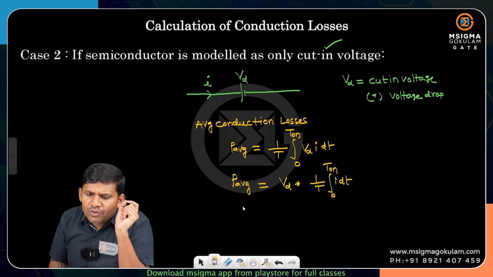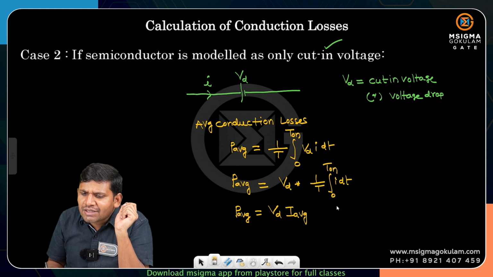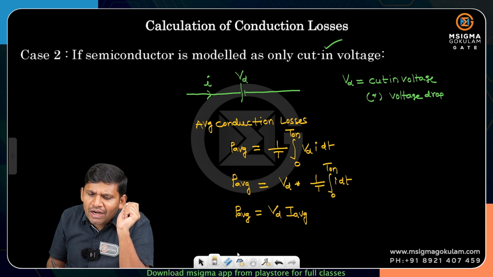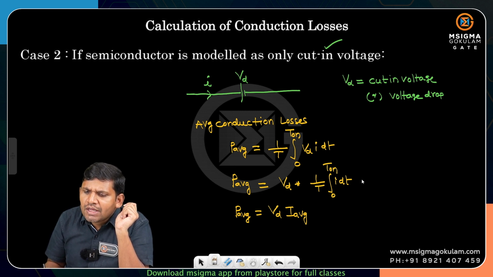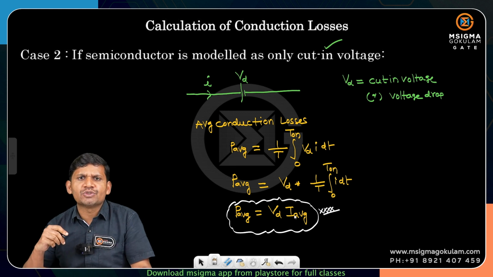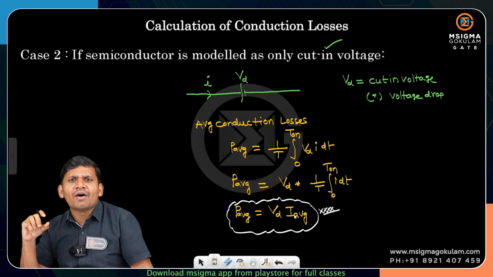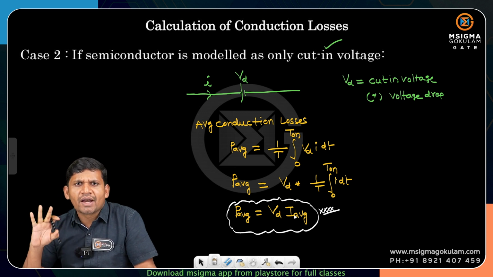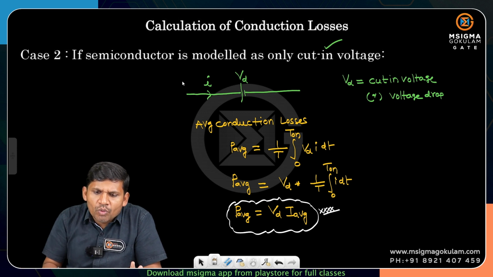Then what does this current give? The average conduction losses equal Vd into, what is this formula, students? It is the I average formula. That means if the device is modeled as only a voltage drop, then to calculate the average conduction losses you multiply that cut-in voltage with the average current. Don't multiply with the RMS current, students. You multiply with only the average current. This is one more observation.